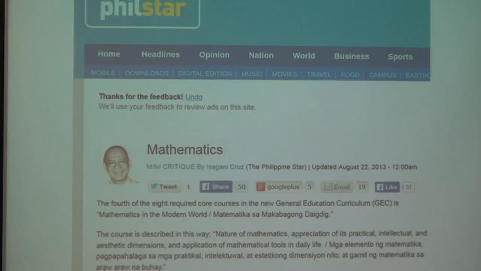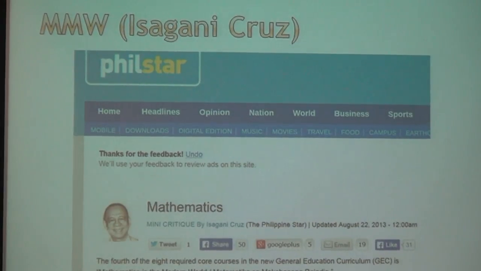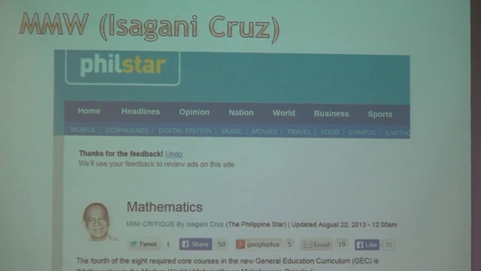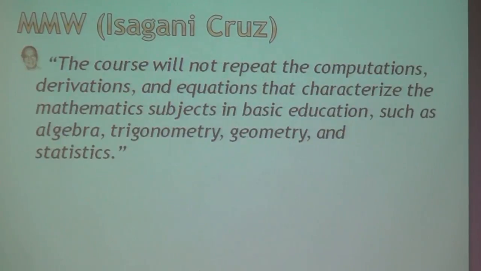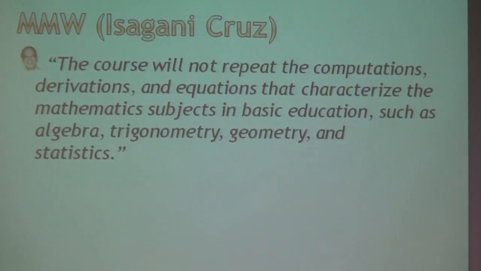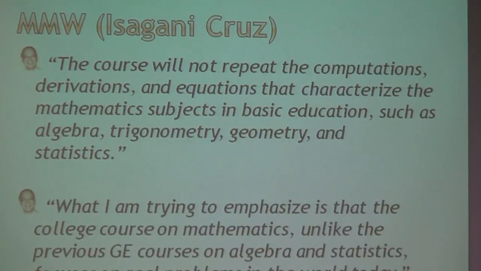Now, Isagani Cruz, who was the chairperson of the technical panel on general education, wrote sa Philippine Star a series of columns describing each subject. And on August 22, 2013, you can see the date here, he talked about mathematics. He's saying the course, the mathematics in the modern world course, should not repeat the computations, derivations, equations that characterize the previous mathematics that we had. The college course on mathematics should be unlike the previous GE courses on algebra and statistics.